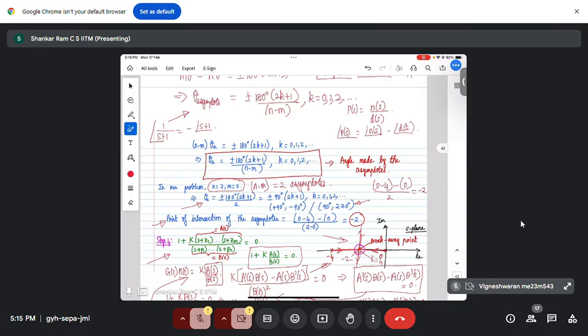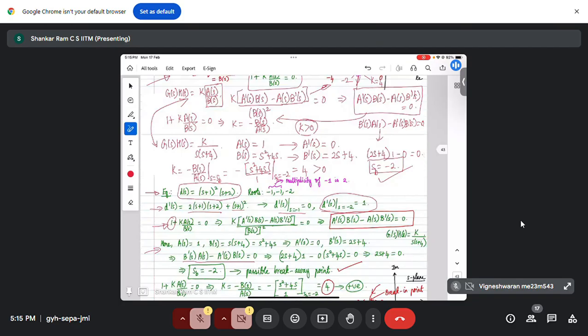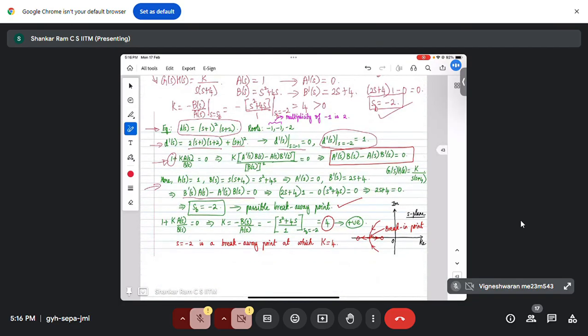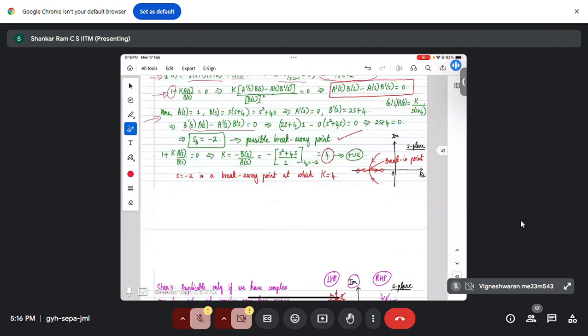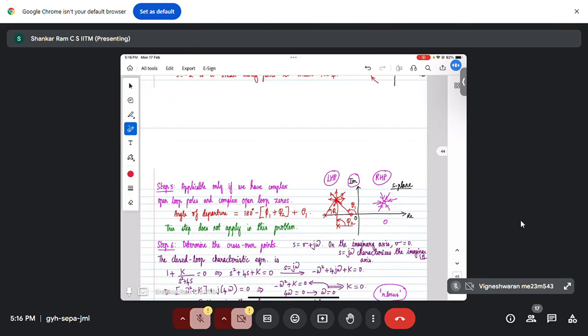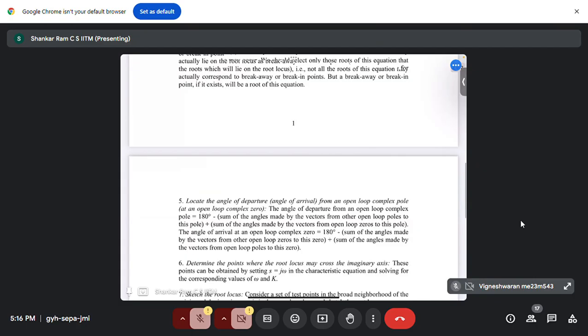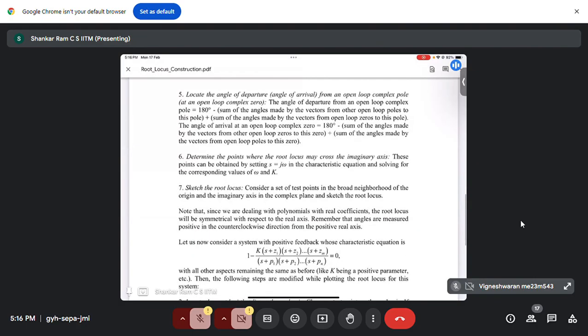Any questions on this fourth step, how to calculate breakaway and break-in points? Anyway, we'll be doing more examples, and as we do more examples, these things will become much clearer. All right, so now comes the next step, the fifth step. Once again, root locus construction is very methodical. Many of these steps, as I told you, we are learning so that you and I get an intuition when we do control design, right?